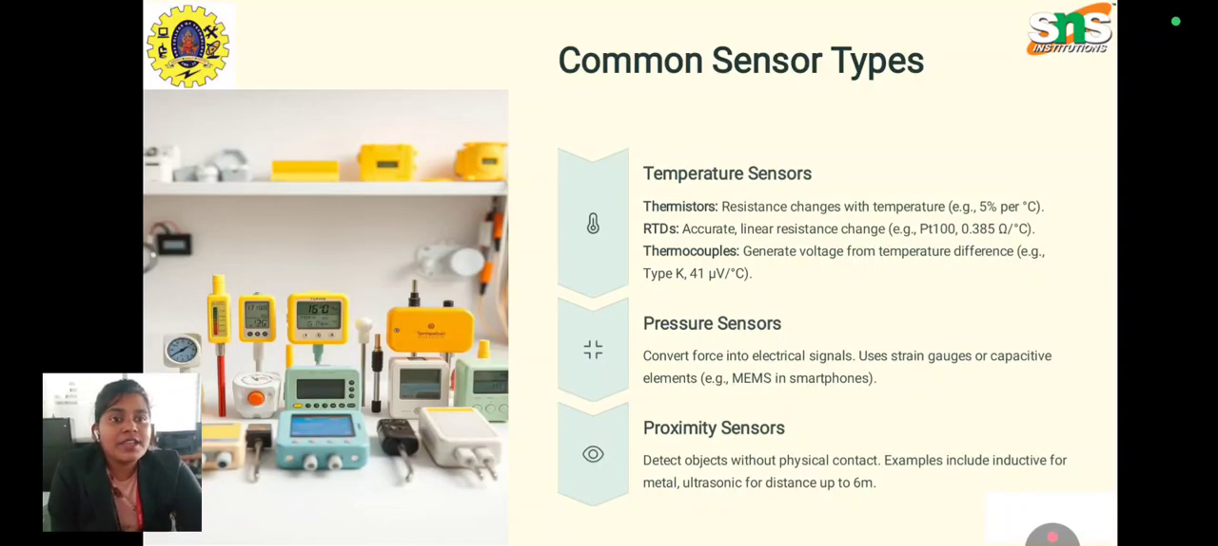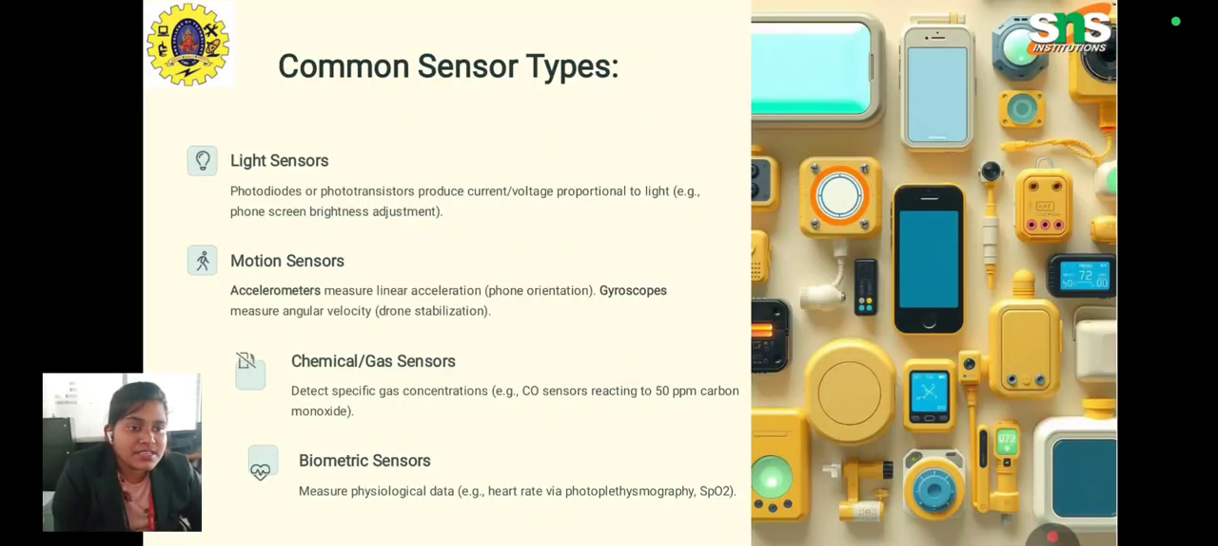Coming to the next, the other common types of sensors are light sensors, motion sensors, gas or chemical sensors, and biometric sensors. Light sensors use photodiodes or phototransistors. Motion sensors include accelerometers and gyroscopes, used in phones and drones. Next is the gas or chemical sensor, which detects harmful gases like carbon monoxide in homes. And biometric sensors in wearables measure heart rate and SpO2 levels in our body. These sensors are vital to health monitoring and consumer electronics.